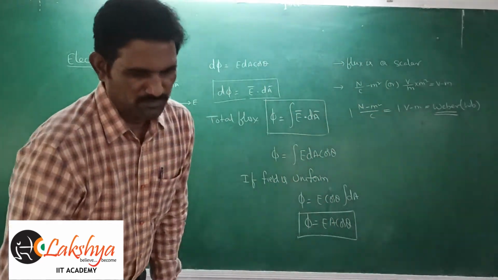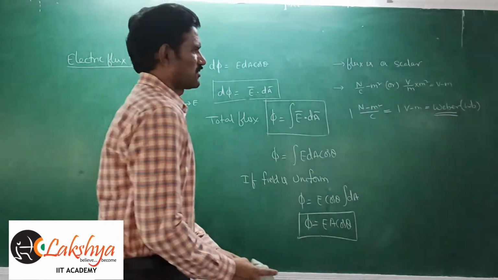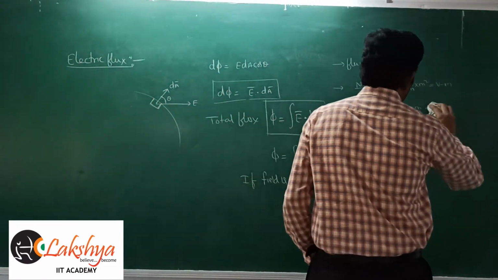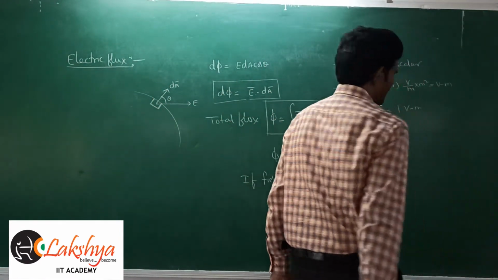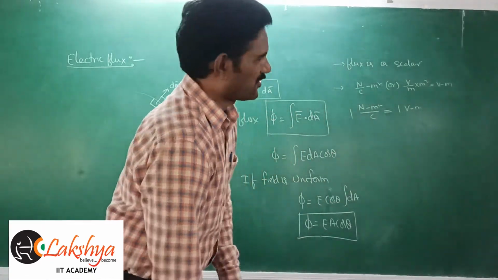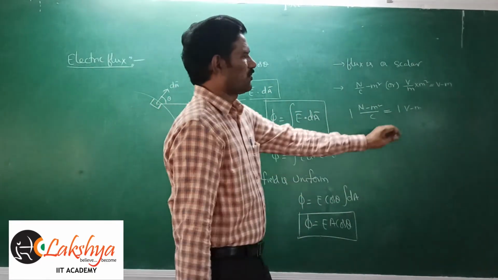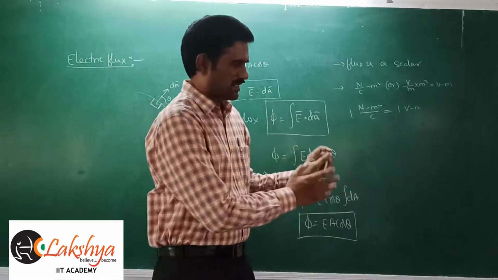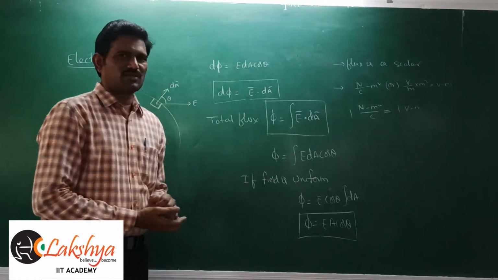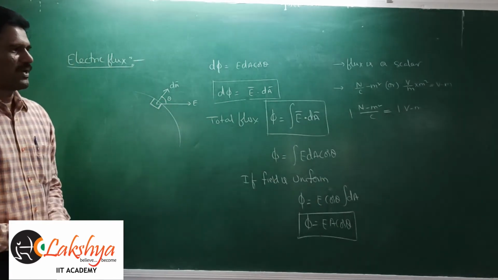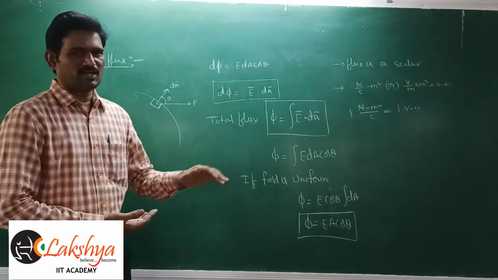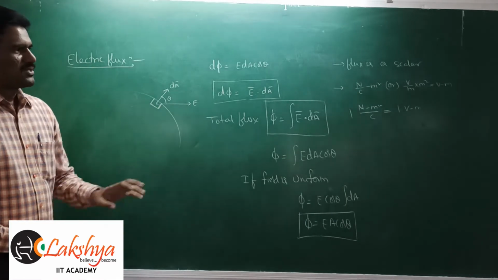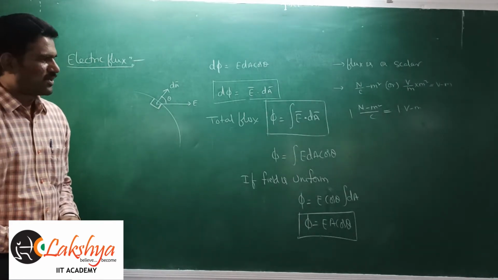Sorry, that is for magnetic flux it is a Weber. So we can write the unit of this flux as volt meter, or this is Newton meter square per coulomb. So that is electric flux. In magnetism also we define such a flux, but we call it magnetic flux. So this we are calling electric flux. So that is the unit of this flux now.